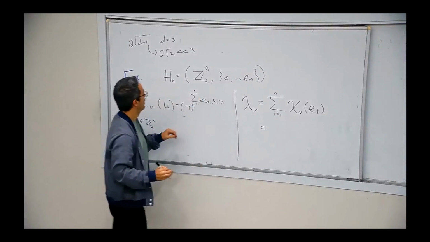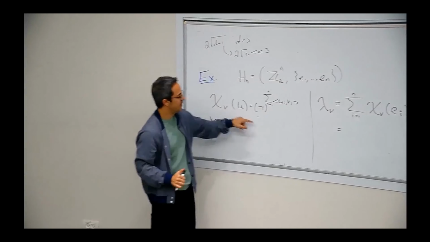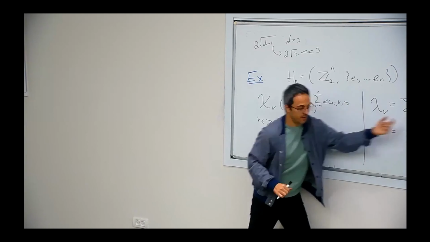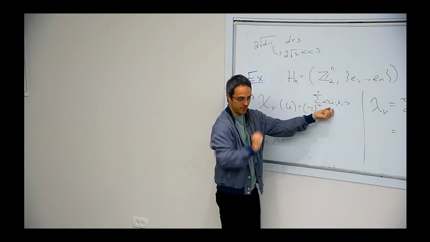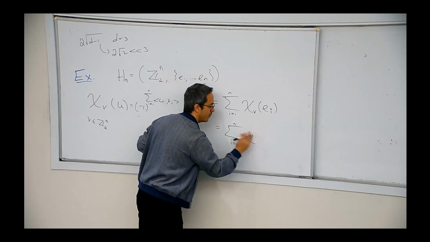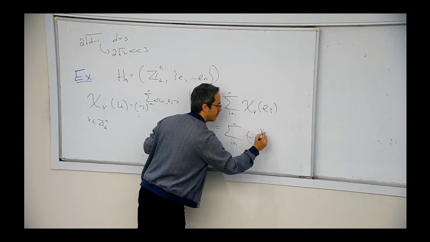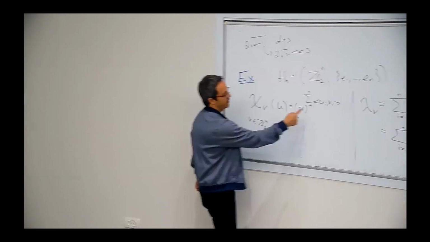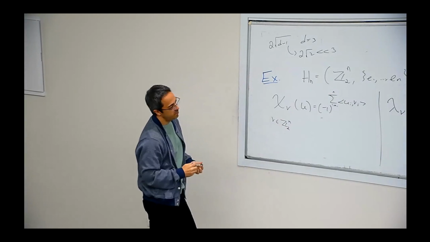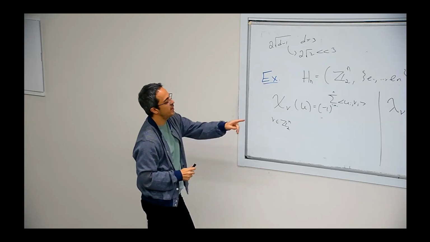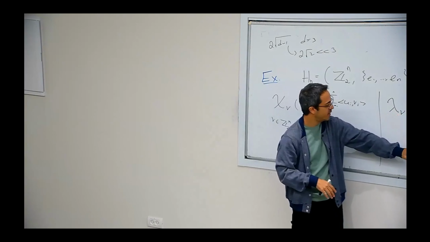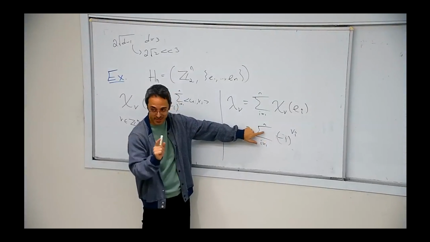Then you see that chi V of a unit vector is just minus 1 to the V_i, because it only picks the V_i entry. Technically, the inner product between e_i and V is V_i. That's good. So you can immediately see that the eigenvalue corresponding to the all zeros vector is n. N is the degree, so it makes sense.